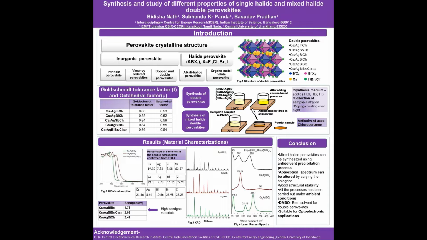The structural stability of these double perovskites can be explained using the Goldschmidt tolerance factor and octahedral factor. Here you can see that all the values are in the stable range for all these double perovskites, and in fact in the case of the mixed halide double perovskites, the values lie in the stable range.